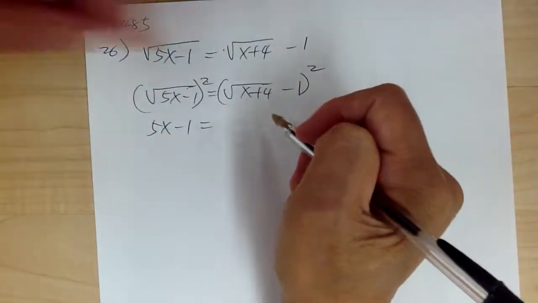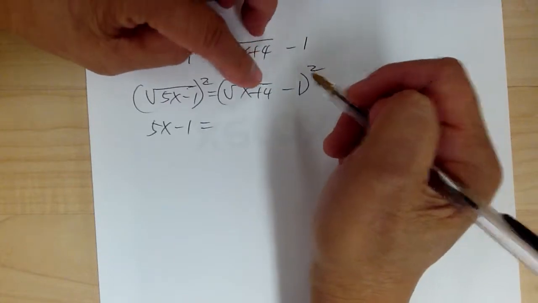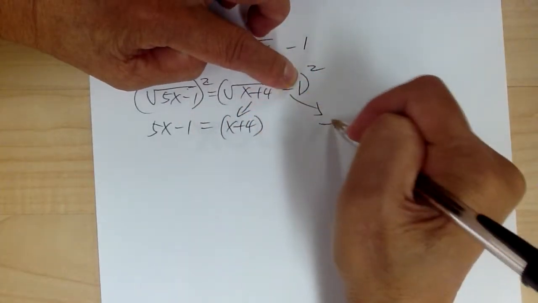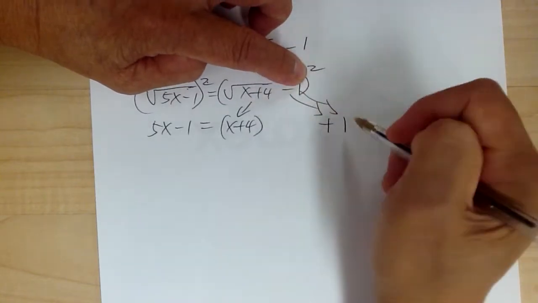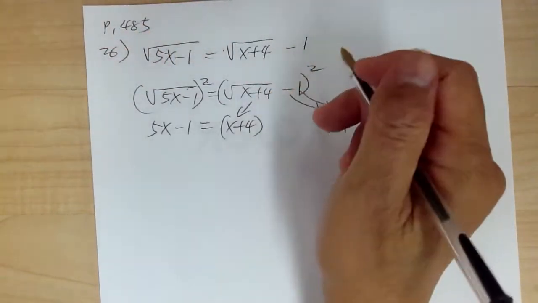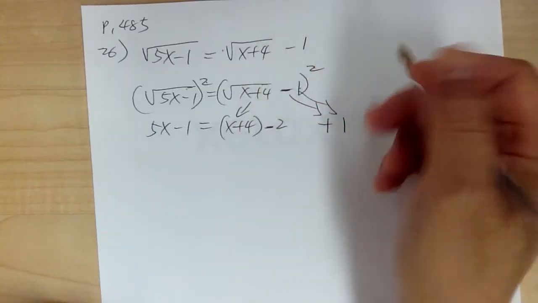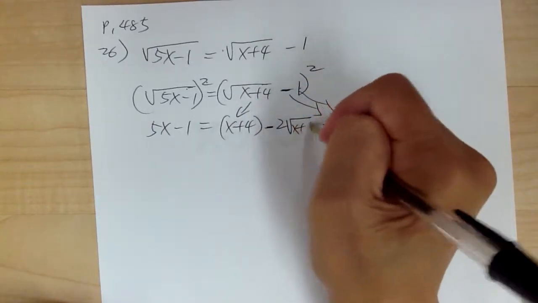So square root cancel out. So this one, you're going to square both terms, right? So you square this, you get x plus 4. You square this, you get 1. In the middle, you multiply all this together, so the sign is negative. Number 2 times 1 is 2, and the square root, x plus 4.